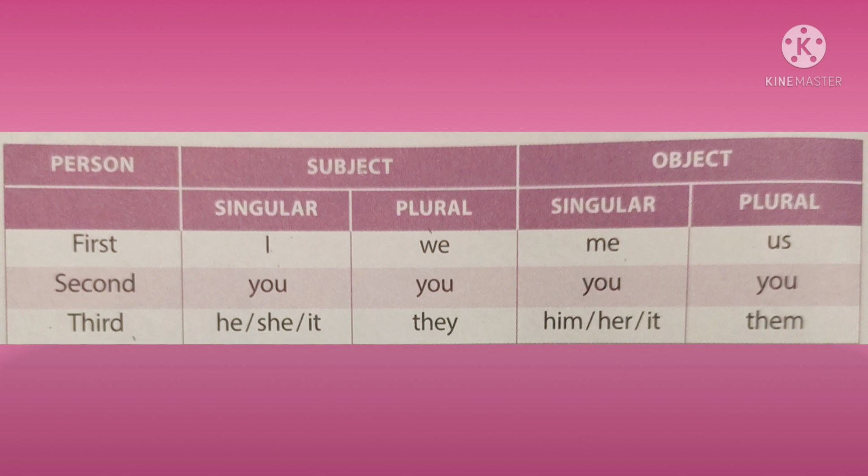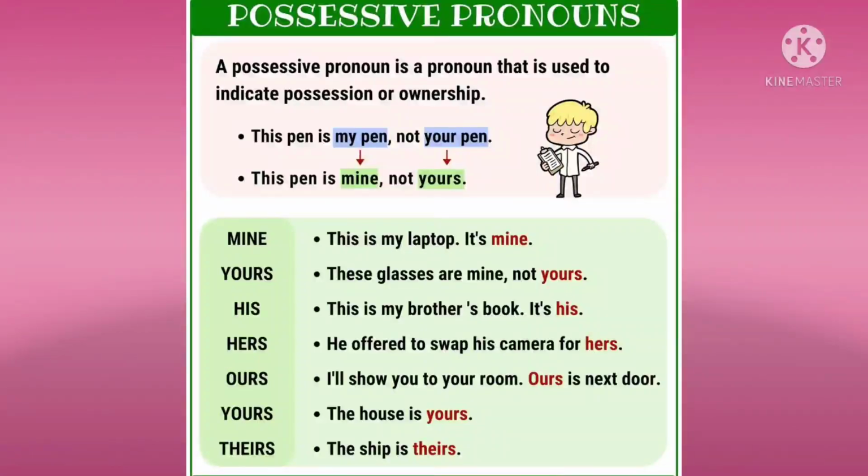Okay. Now we come to the second kind of pronouns, that is possessive pronouns. What is possessive? A possessive pronoun is a pronoun that is used to indicate possessions or ownership. It shows possession, ownership, belongings, that this thing belongs to this or that particular person. Clear? Now these possessive pronouns have specific words with them.